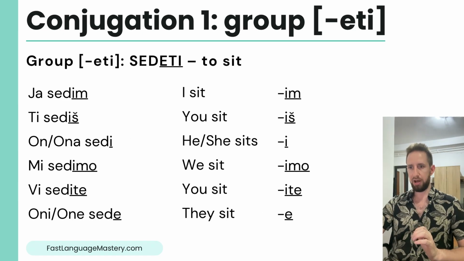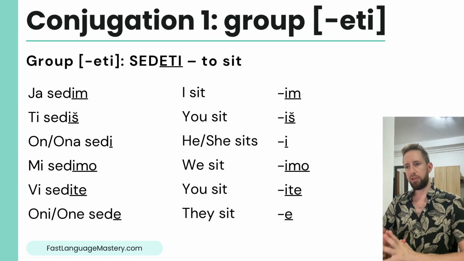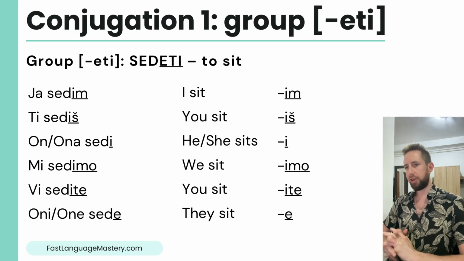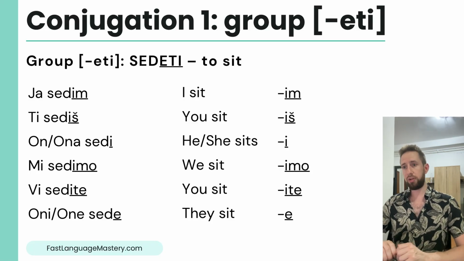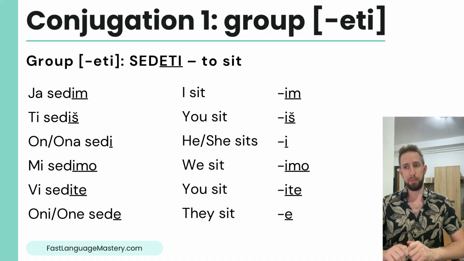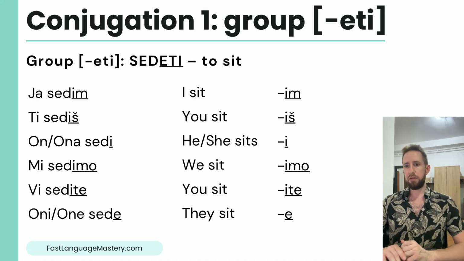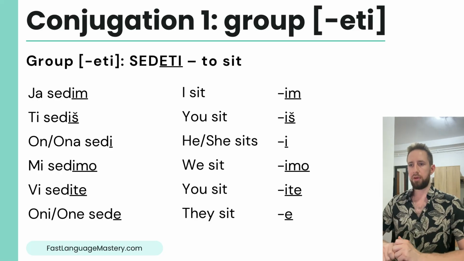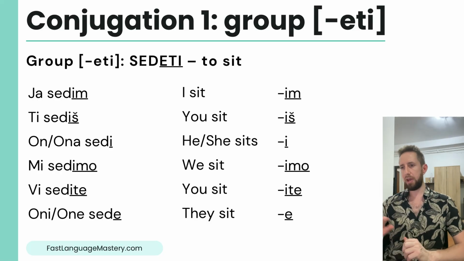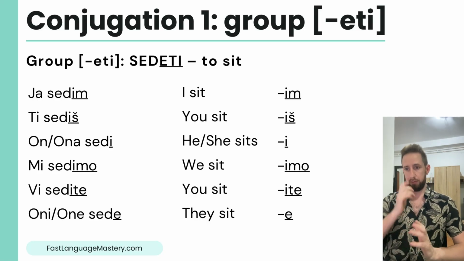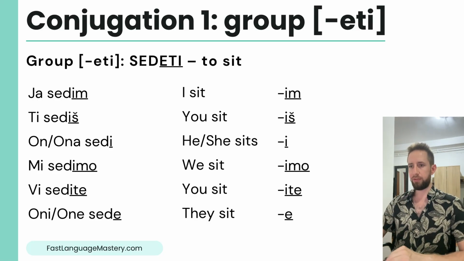Memorize this. Now, same conjugation, subgroup eti, sedeti. Verbs which have the ending eti also belong to the conjugation group number one. And as you can see, the verbs in this subgroup eti have the same ending when they are conjugated with pronouns. So let's conjugate the verb sedeti, which means to sit.